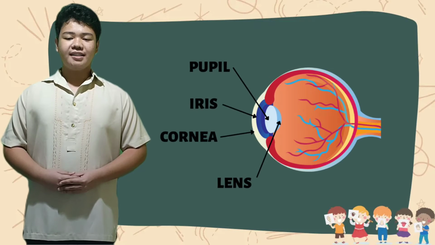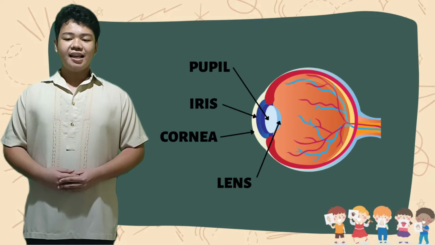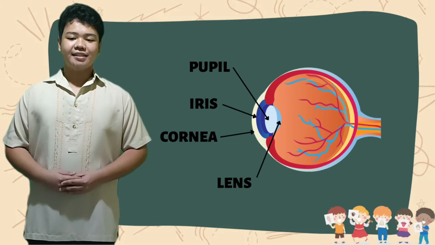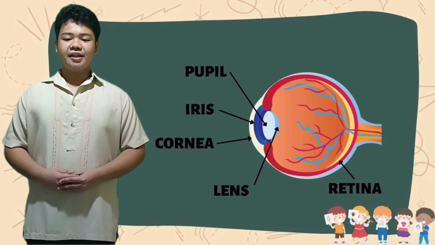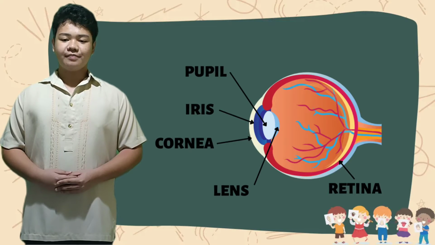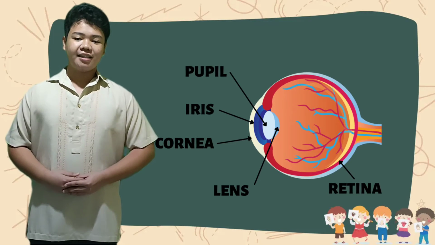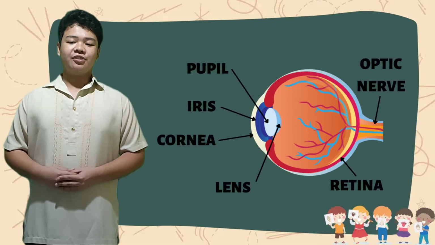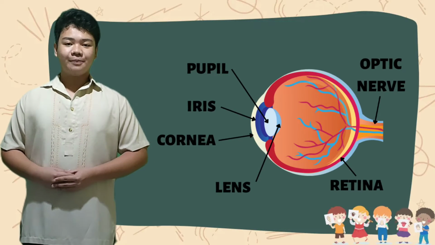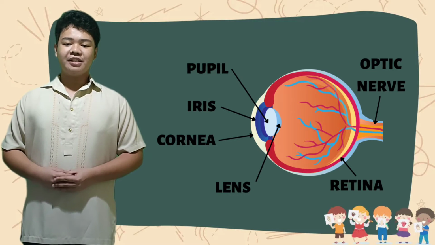Next to the pupil is the lens. The lens focuses the image we see on our retina, located at the back of our eye. The retina is like a screen where the image of the object seen is focused. The optic nerve connected to the eye sends the message to the brain and tells about the image we see.